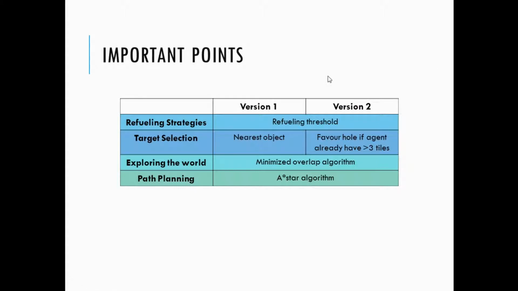And we have 2 versions of BDI agent, version 1 and version 2. The difference is for the target selection: version 1 will simply go to the nearest object, such as the tile or the hole. However, for version 2, it will favor a hole if the agent has already more than 3 tiles.